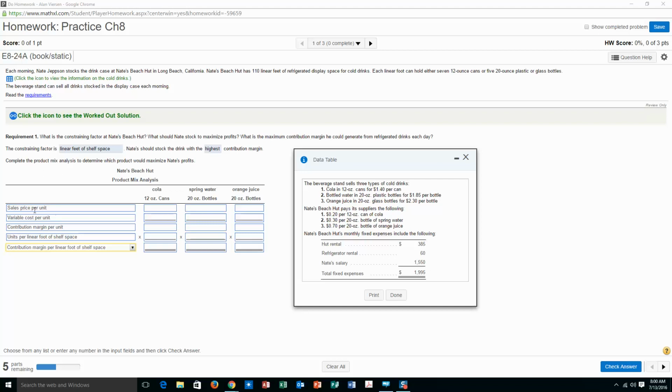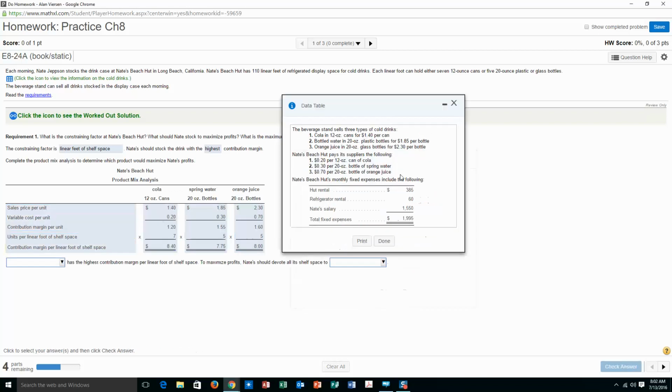So it asks us to fill in this table, and I went ahead and filled in the contribution margin income statement that says sales price minus the variable cost gives us our contribution margin. And then notice the new part here, because we have a constraint, we have to include what the constraint is. So how many units per linear foot of the shelf space do we have? And then finally, what is the contribution margin per the constraint, which is the linear foot of shelf space?